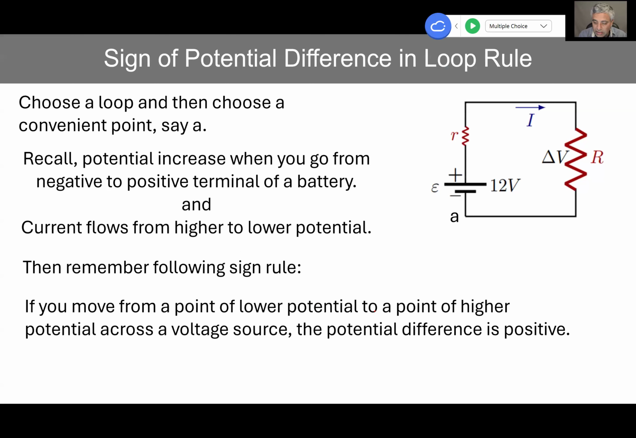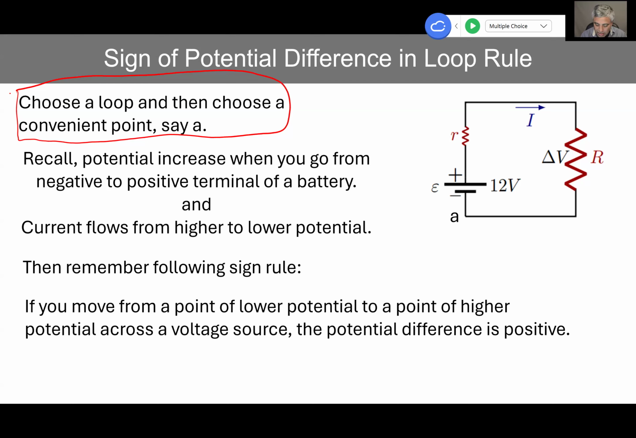So now let's learn how to count positive or negative when we are going through the loop. While using the loop rule, what should we do? Here is my suggestion: choose a loop and then choose a convenient point.